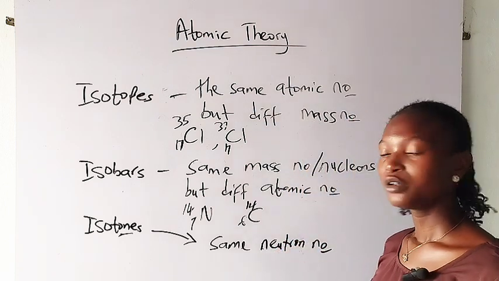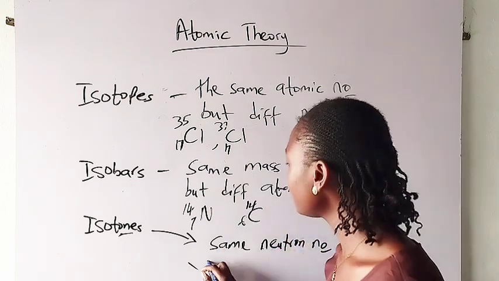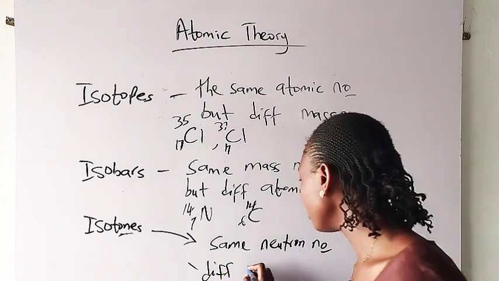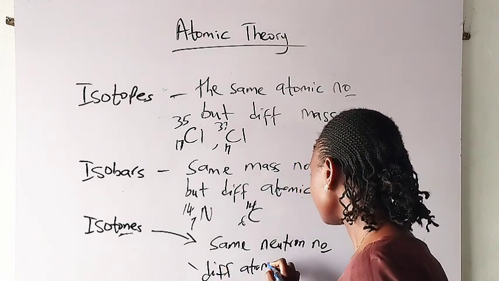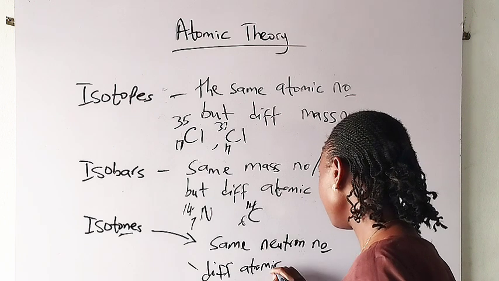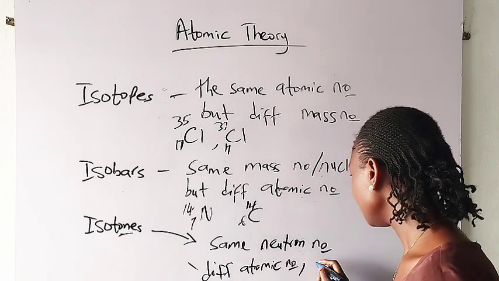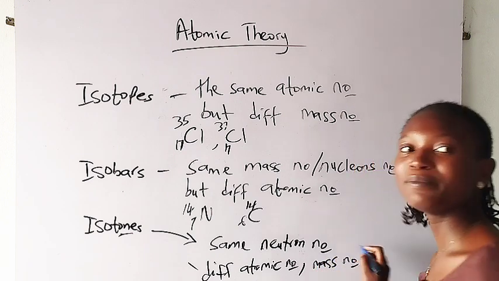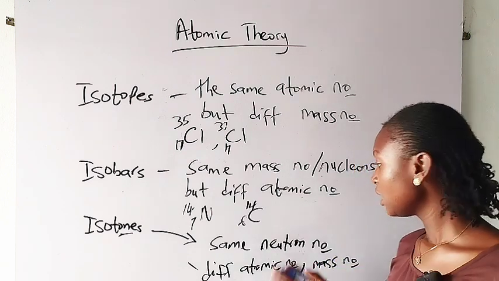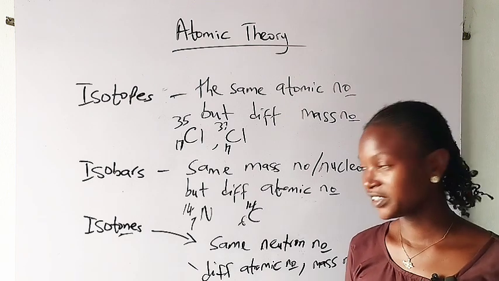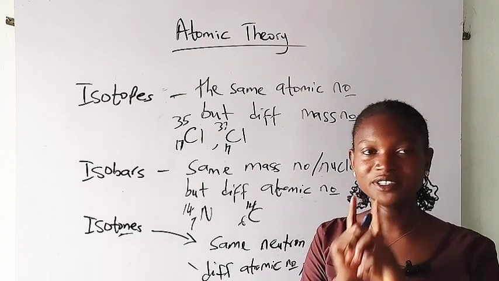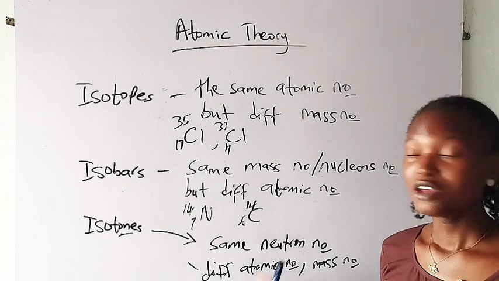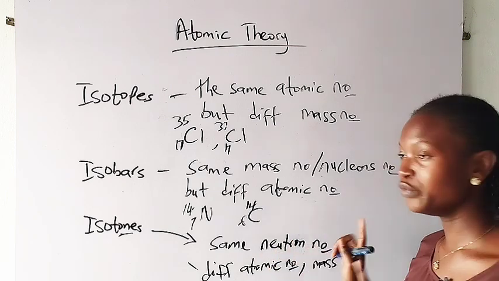So the same neutron number can have different atomic number, or different mass number. So the mass number can be different. Likewise, the atomic number can also be different. But the only thing that distinguishes it is the number of neutrons. So they will have the same number of neutrons.